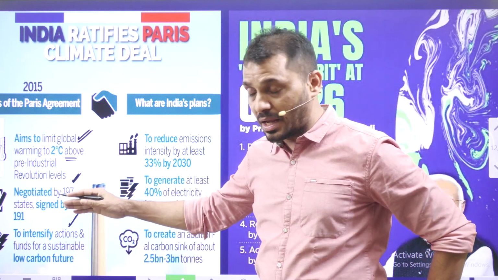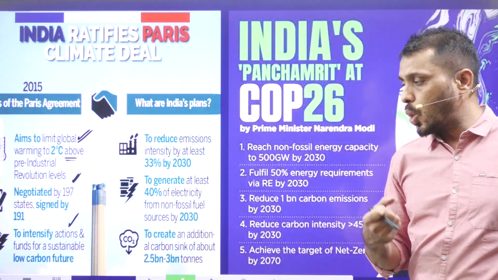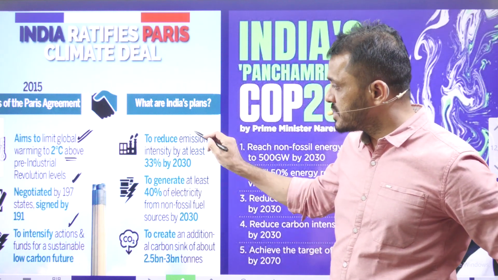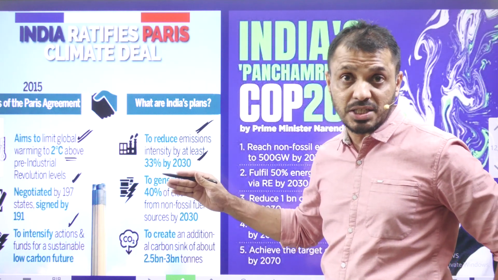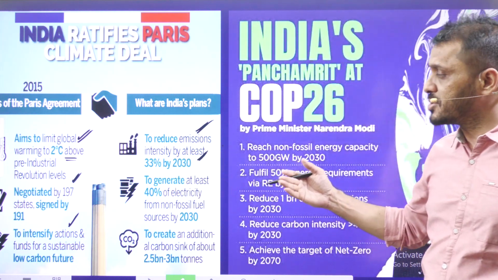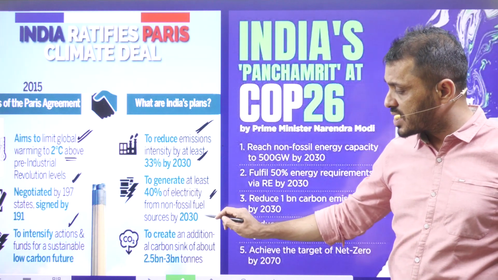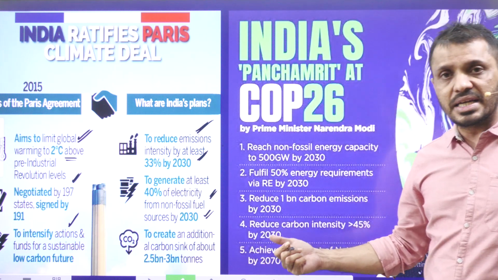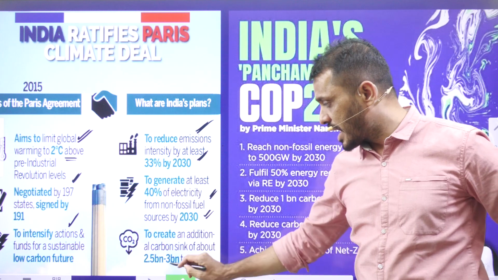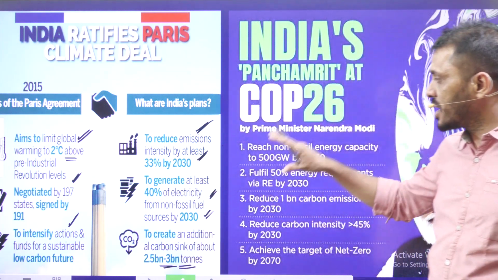This Paris Climate Agreement also intensifies the action and funds for a sustainable low carbon future. It ensures a low carbon future. Then, to reduce the emissions intensity by at least 33% by 2030. By 2030, they would like to reduce carbon emissions by 33% and generate 40% of electricity from non-fossil fuels, and create an additional carbon sink, that means forests and mainly trees, of around 2.5 billion to 3 billion tonnes. So these are some of the targets.